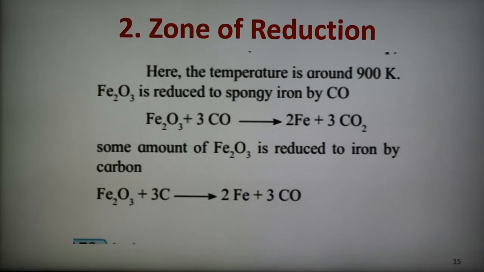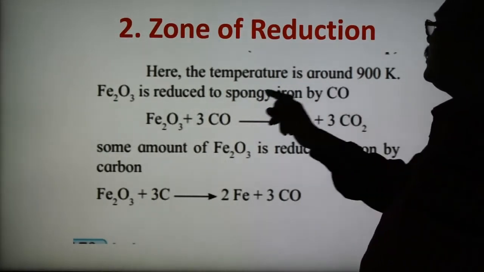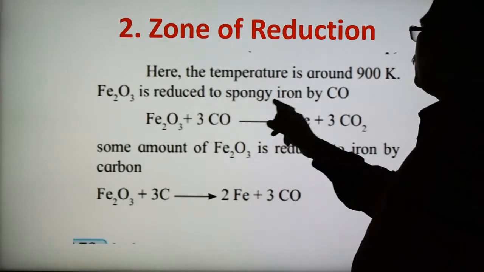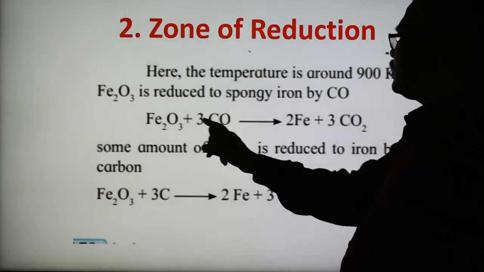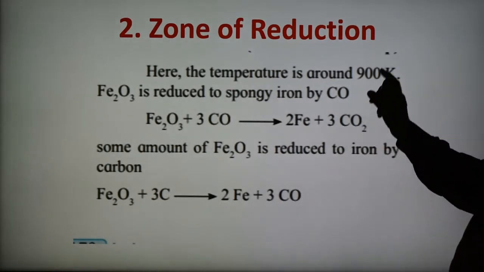This carbon monoxide acts as a reducing agent and reacts with the Fe2O3, as shown here, forming metallic iron. So at this temperature, Fe2O3 is reduced to spongy iron by carbon monoxide. Carbon monoxide reacts with the Fe2O3 forming the metal Fe, and CO2 gas is evolved.